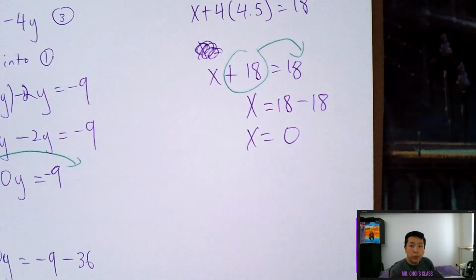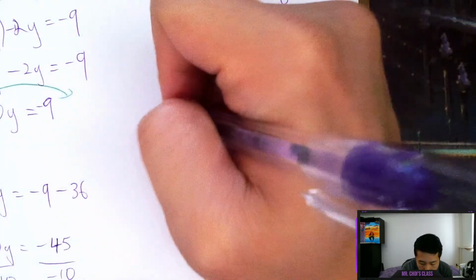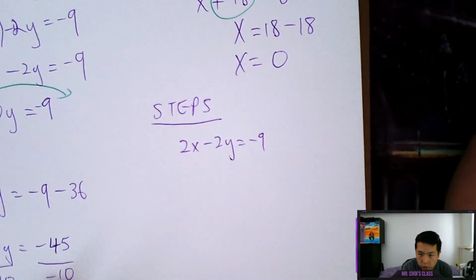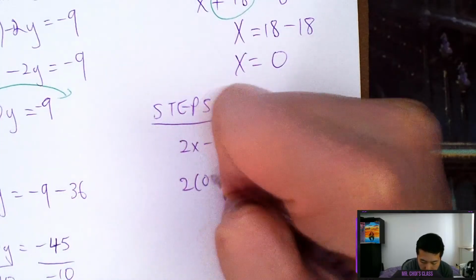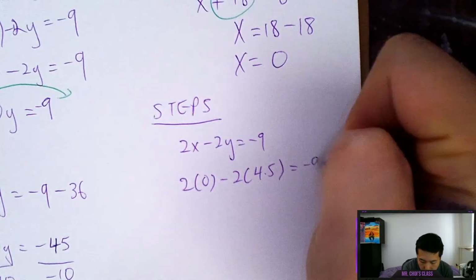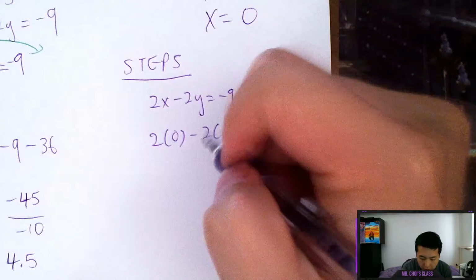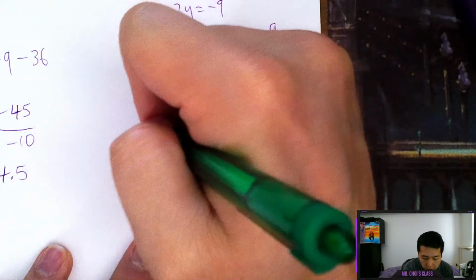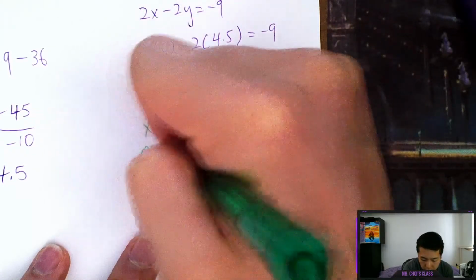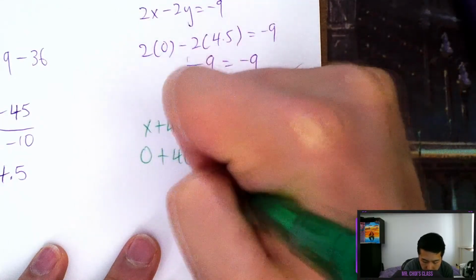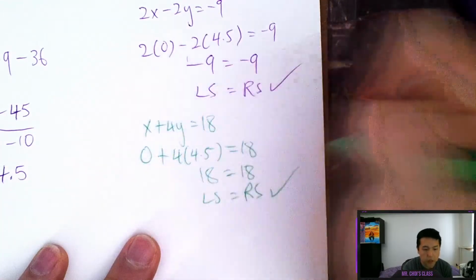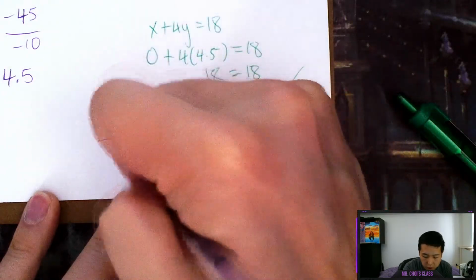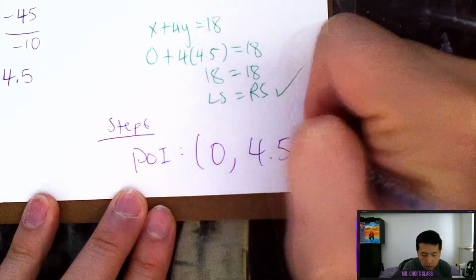Hopefully you've checked your work. Step 5 is to check your work. We have 2x minus 2y equals -9. X is 0, y is 4.5, so we plug that in. Two times 0 is 0, we can ignore that. -2 times 4.5 is -9, so left side equals right side. That's good. For the second one, x plus 4y equals 18: 0 plus 4 times 4.5 equals 18, which gives us 18 equals 18. Left side equals right side. Then we go to step 6, our final answer. Our POI is (0, 4.5).